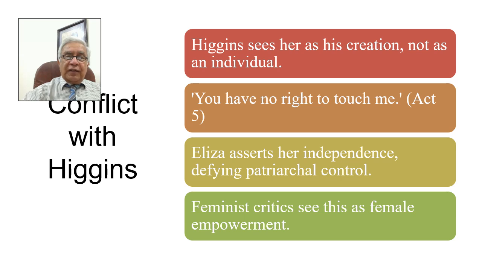There is a conflict generated because of all this situation. Higgins sees her as a creation, not as an individual. For example, Eliza speaks to him by saying that you have no right to touch me. Eliza asserts her independence, defying patriarchal control. And therefore, there is the kind of conflict or struggle between the two types of values that women who want to struggle and gain independence, they have to struggle against the patriarchal control as well.